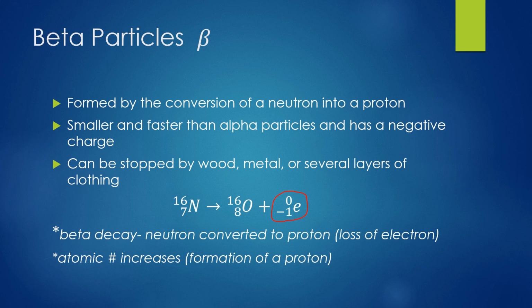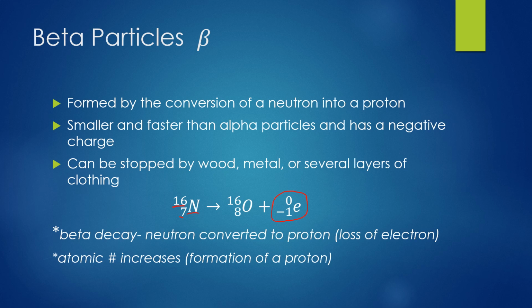So if you look, we have nitrogen on the reactant side. Notice the mass number of 16 and the number of protons 7. So what's happening in beta decay is that one of those neutrons out of these 16 total is going to be converted into a proton.